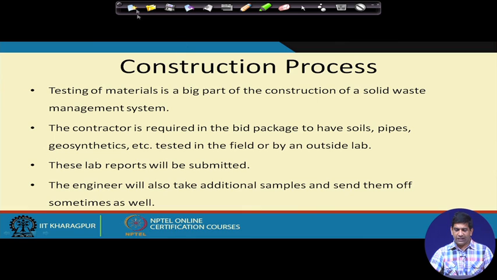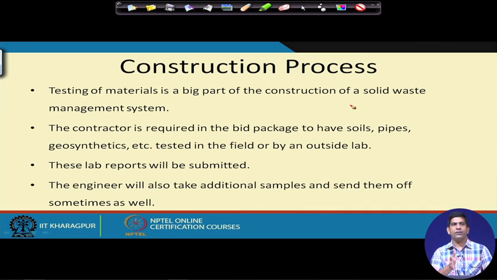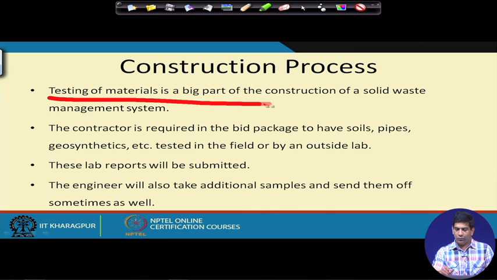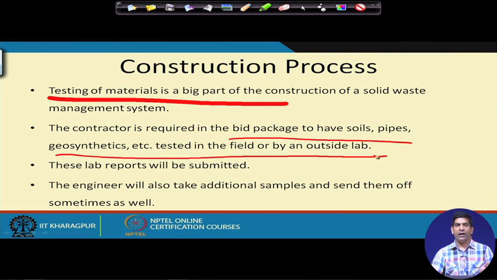And then testing of material, I hinted at that during the liner construction discussion that we had just a few minutes back. Testing of material is a big part of construction of a solid waste management system. So we do a lot of testing of the material. The contractor is required, in the bid package, to have soils, pipes, geosynthetics, etc. tested in the field or by an outside lab, and that lab has to be a certified lab.